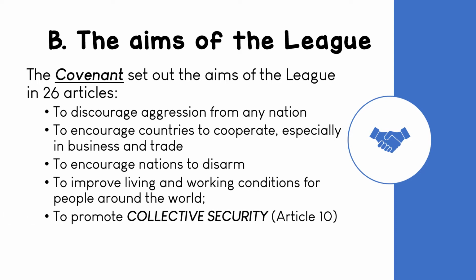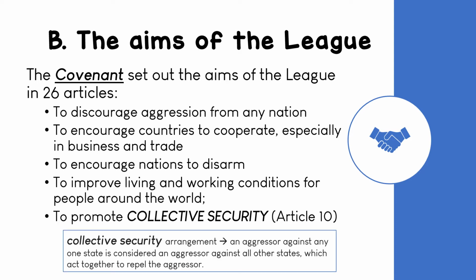And finally, the League wanted to promote collective security. Now, what is collective security? Collective security is an arrangement that establishes that an aggressor against any state is considered an aggressor against all the other states, which will then act together to repel the aggressor country. So what does this mean? It means that if a country threatens another country, all the other members of the League of Nations will come together, will act together to repel the aggressor country, so to protect the country that is being threatened.